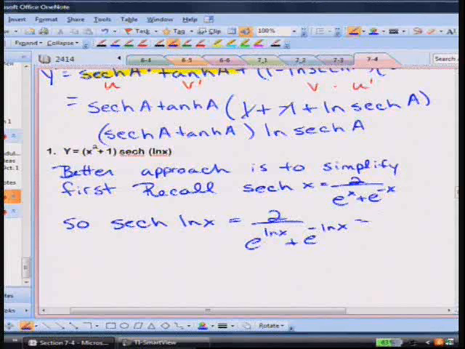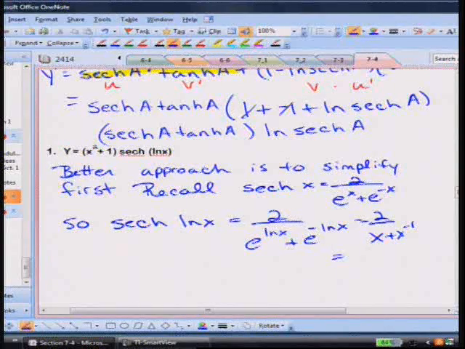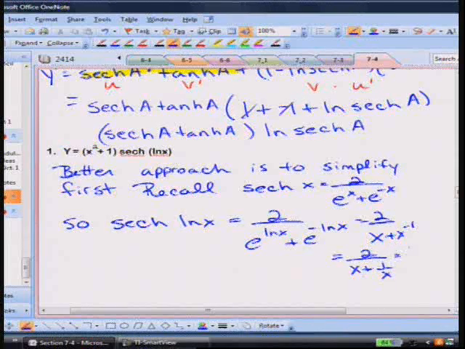Well, e to the ln x is just x, and we already discussed this. E to the negative ln x is just going to be x to the negative 1, right? And then this will clean up as 2 over x plus 1 over x, and then you'll get a common denominator here, and then flip it, which is going to be 2x over x squared plus 1.